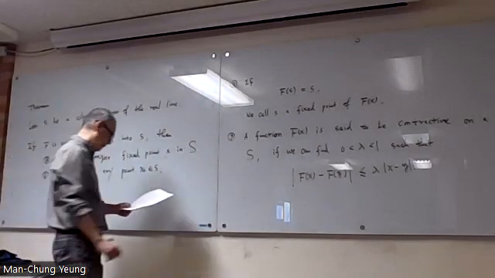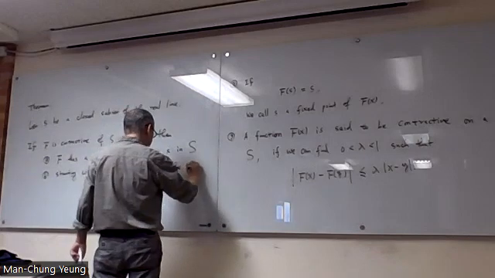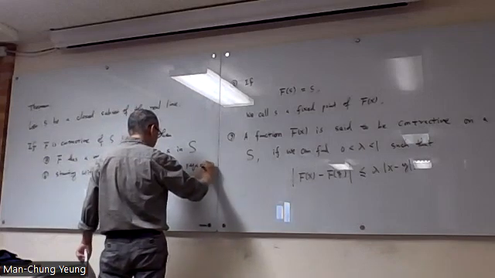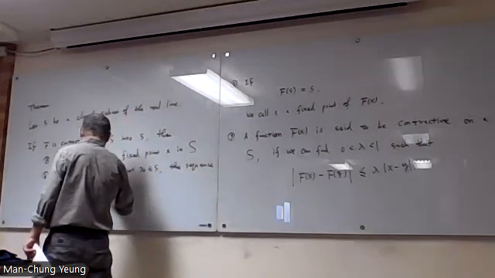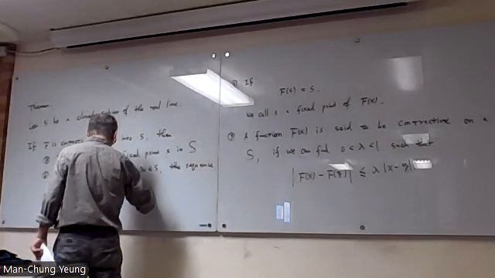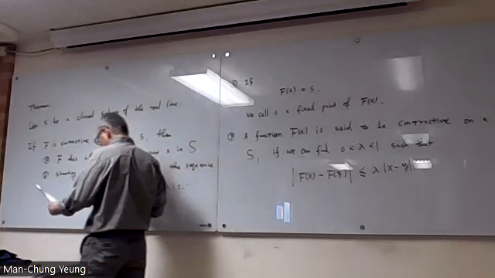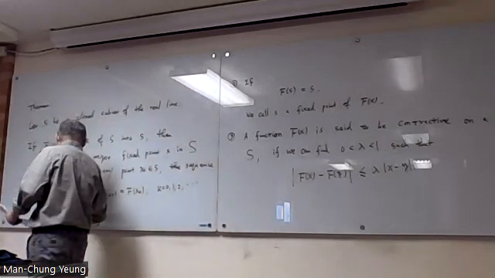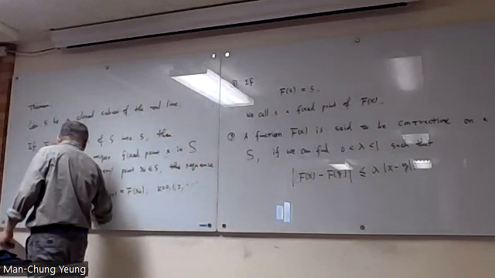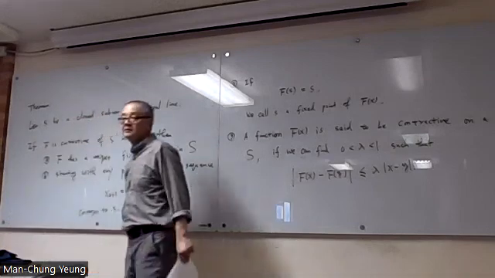The sequence, which sequence? This sequence, k is 0, 1, 2, and so on. This sequence converges to the fixed point little s.